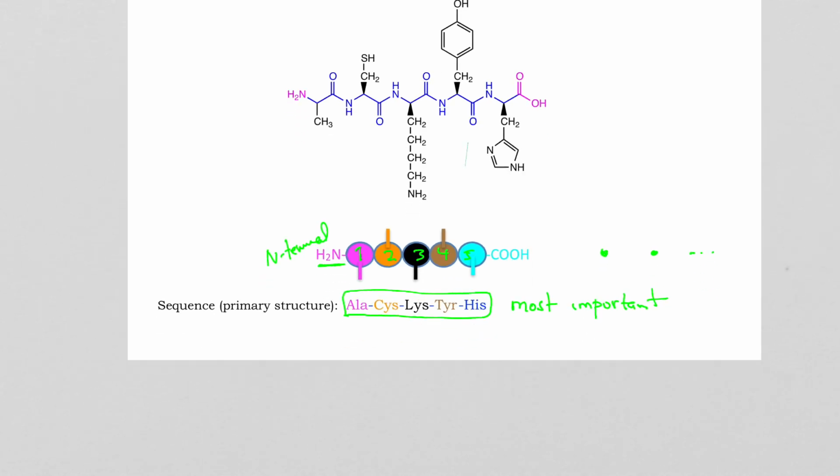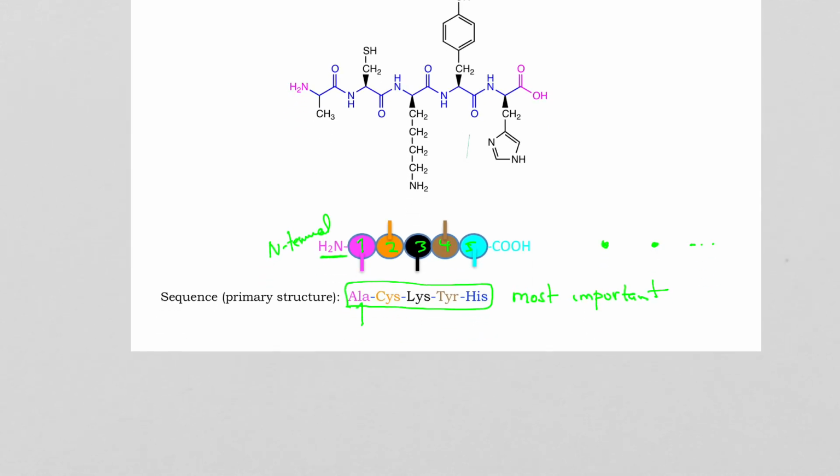And where does this information come from to tell the cell that this should be alanine, number 1, cysteine number 2, lysine number 3, and so on? This comes from the protein gene, the DNA. On your DNA, there is a protein gene, and that protein gene, as we saw in last videos, is transcribed or copied into mRNA. So indirectly, this information came from mRNA, which came from the DNA.